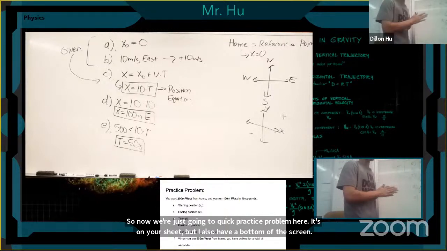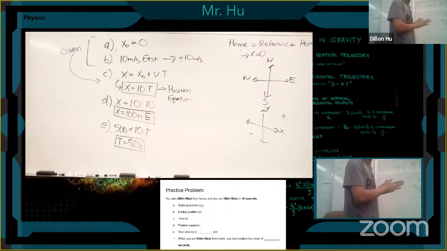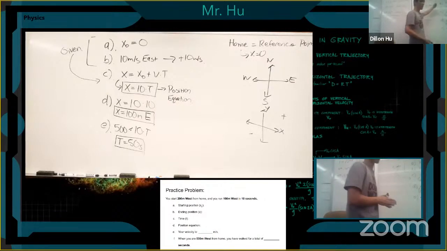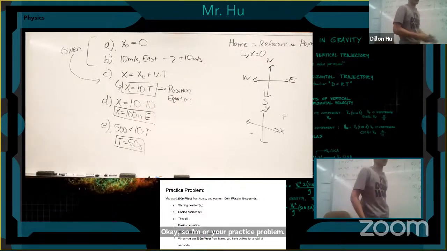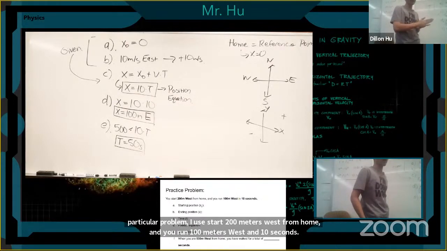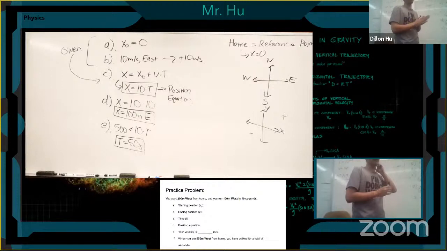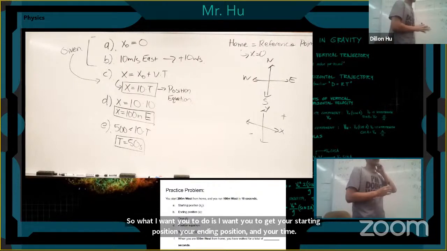In this particular problem, you start 200 meters west from home, and you run 100 meters west in 10 seconds. I want you to figure out your starting position, your ending position, and your time. Then write down your position equation, and then write down your velocity. Then write down when you are at 550 meters. And then solve the last one.